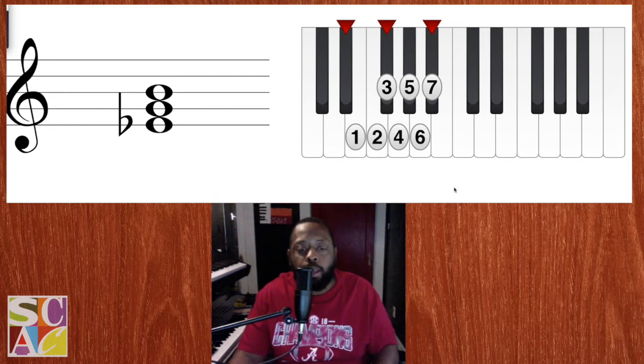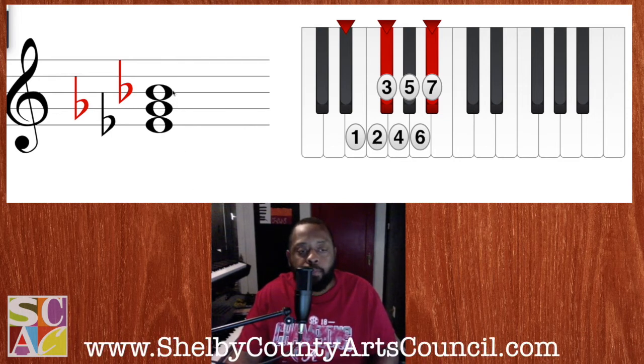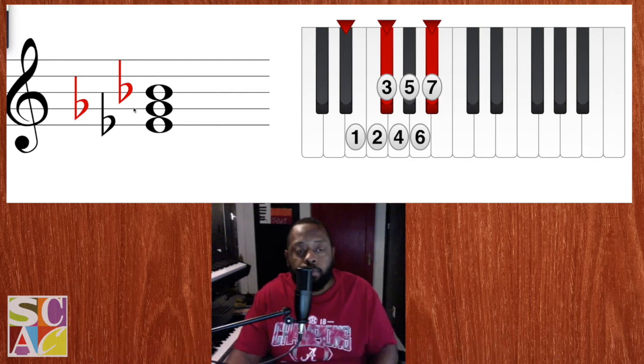So now we need to make it a minor third. So what we're going to do is put G flat and B flat. Now, if this G flat was a G natural, this would be considered an E flat major triad. But now we're making it an E flat minor triad.